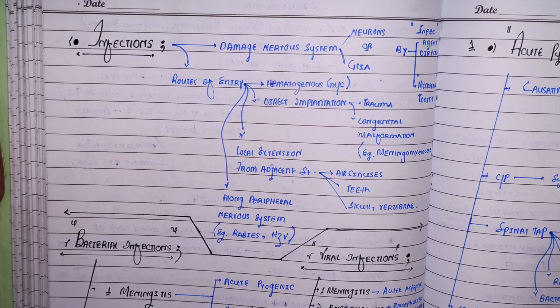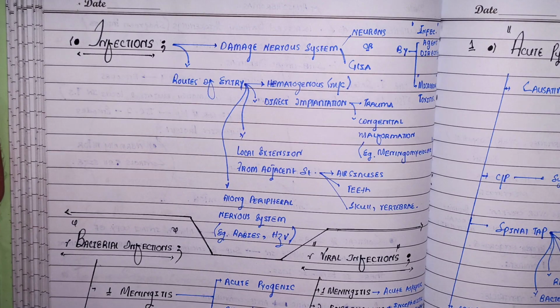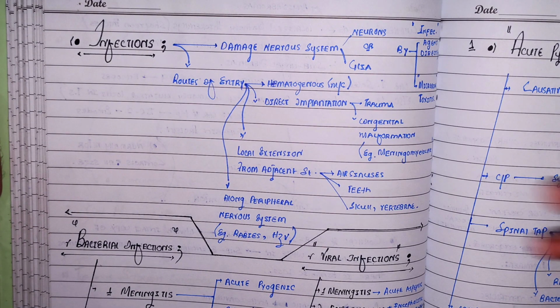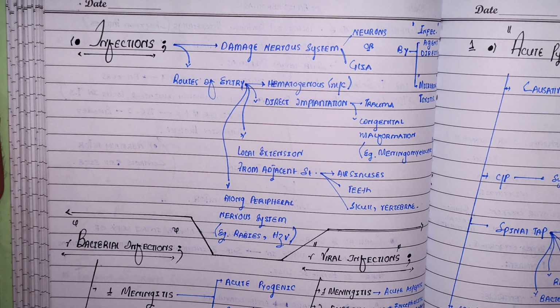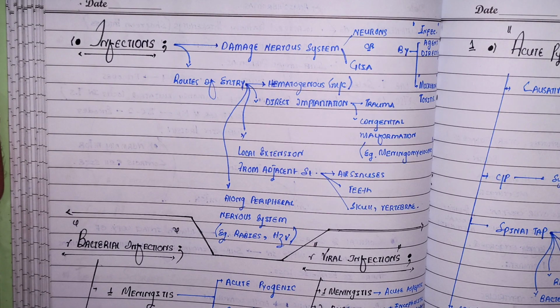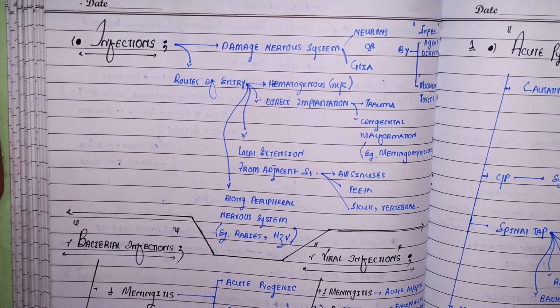How do the microorganisms reach your CNS and cause infection? The most common route of entry is the hematogenous route: if you develop infection somewhere else in the body, from that site the microorganism enters into the blood, and through the blood it comes to the CNS. It is the most common. Number two is the direct implantation of the microorganism into the CNS, into the brain and spinal cord.